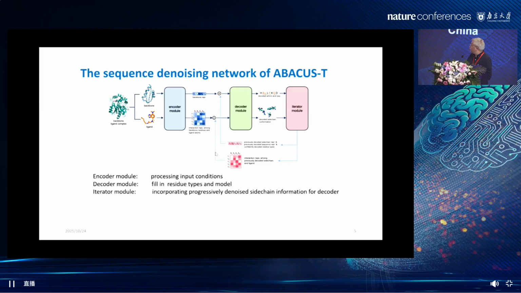So here we have different types of input, and the main network of Abacus-T contains the encoder module, a decoder module, and an iterator module. The aim of the encoder module is processing the input conditions, and the decoder module is to translate into residue types, and the task of explicitly modeling the interactions of the side chains. Also, we integrate language models to encode the sequence generated, which are given to the iterator module.